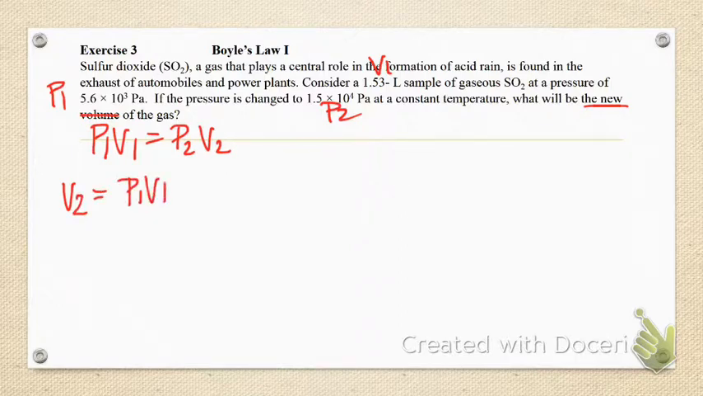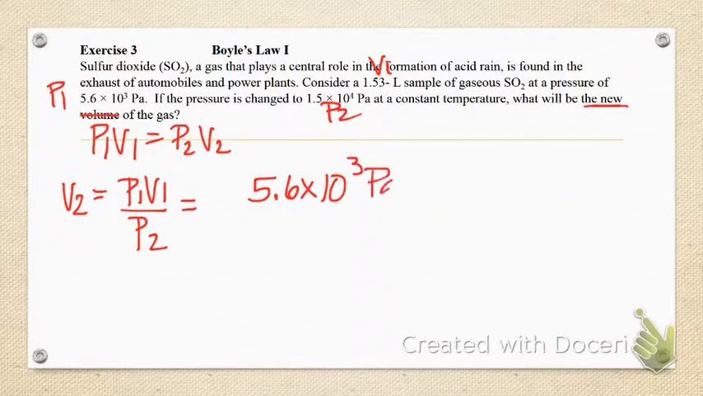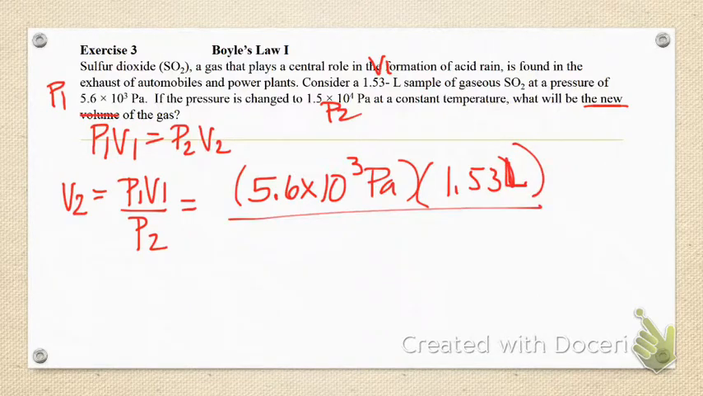So P1 V1 over P2. Because we are not dealing with the ideal gas law, we can leave our pressures in pascals, especially because they're going to cancel each other out anyway. As long as you are in the same unit, you don't necessarily have to be in atmospheres when you're doing something like Boyle's law or Gay-Lussac's. So plug that in, 5.6 times 10 to the third pascals, and 1.53 liters, divided by the new pressure of 1.5 times 10 to the fourth.